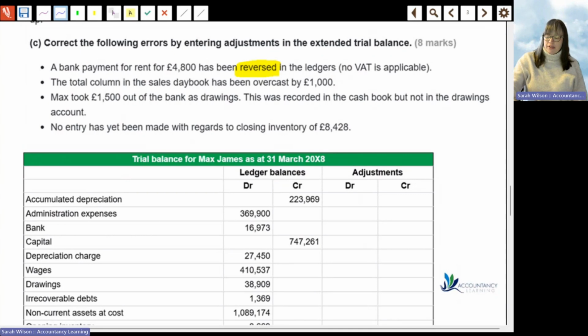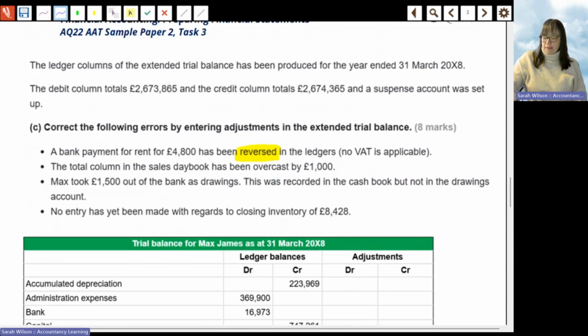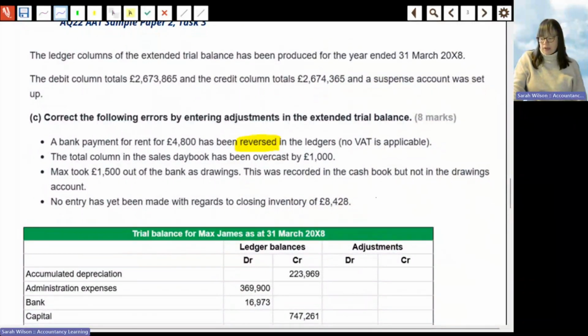So what has happened? So let's draw out a little mini T account here. So what has happened is we've got bank and we've got rent. So because it's been reversed, the bank payment should have been a credit, but it's been reversed. So it's 4,800 debit is what has happened. And in the rent account, it's 4,800 credit. So we need to correct it.